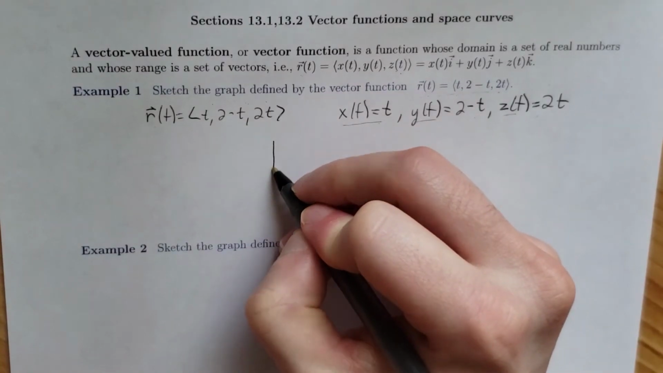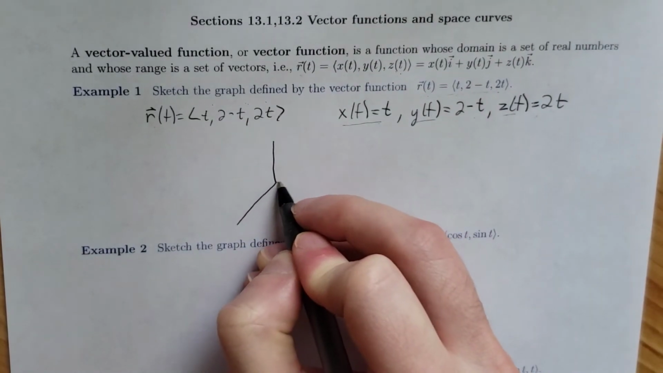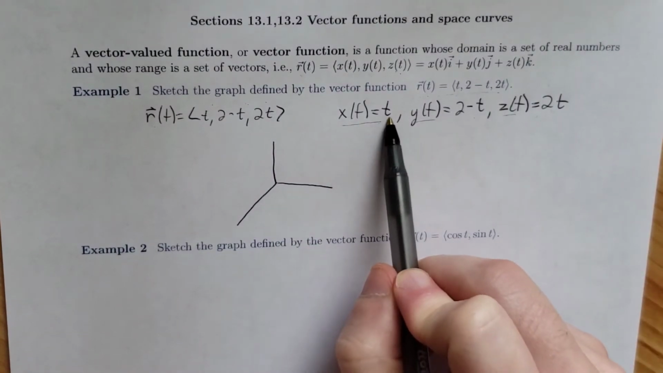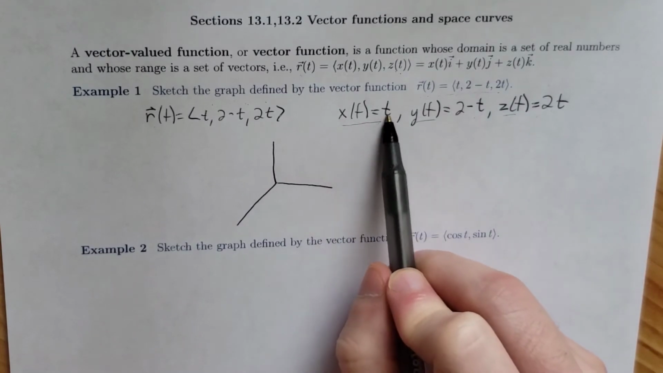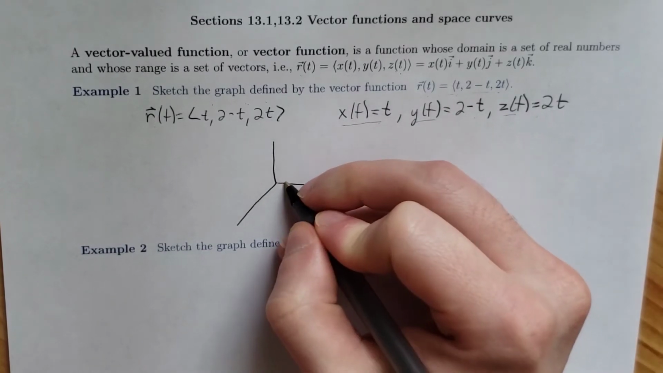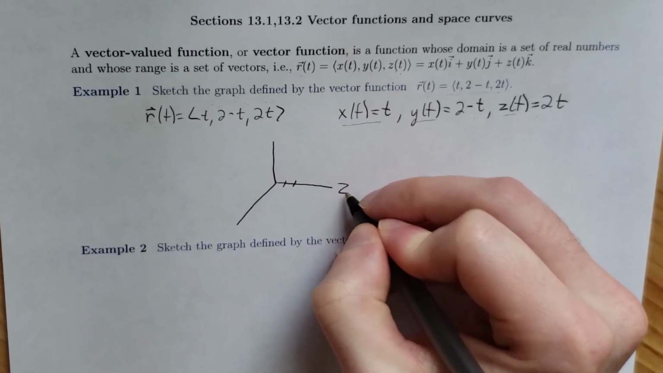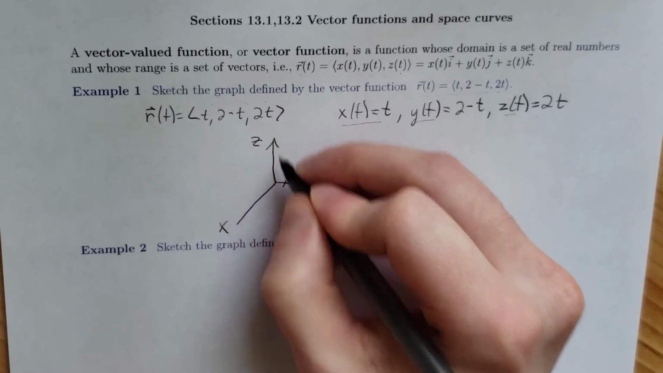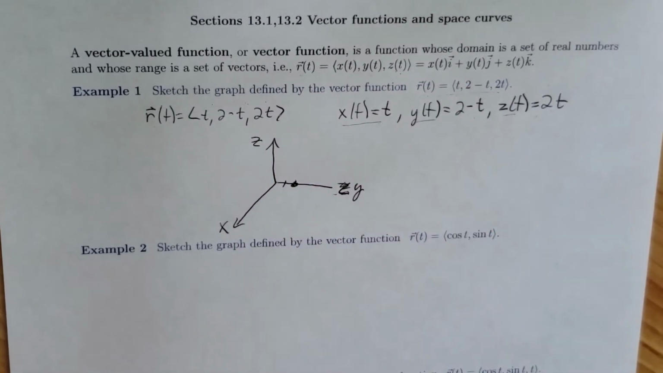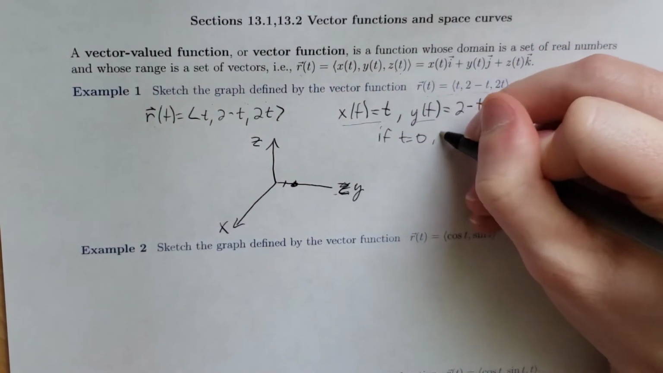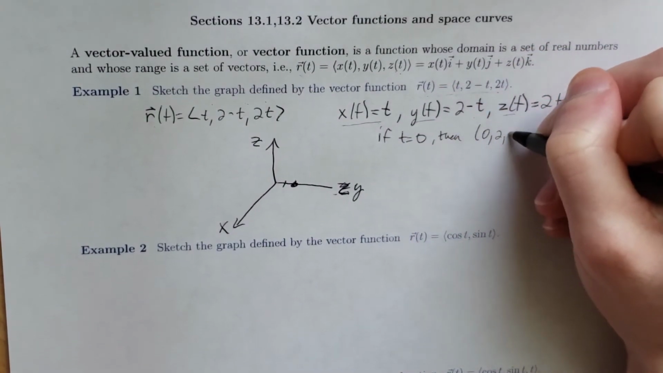So, let's attempt to sketch this. First, if t is 0, we get x is 0. y is 2, and z is 0. Oh, oops. That was supposed to be y. So we get the coordinate 0, 2, 0. In fact, I'll write that out. If t equals 0, then we get the point 0, 2, 0.